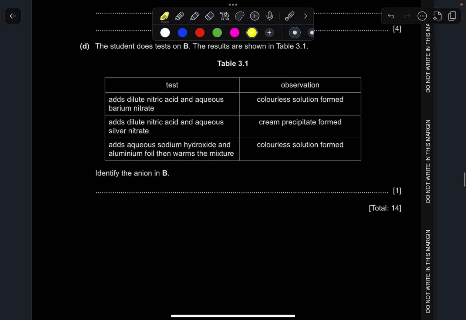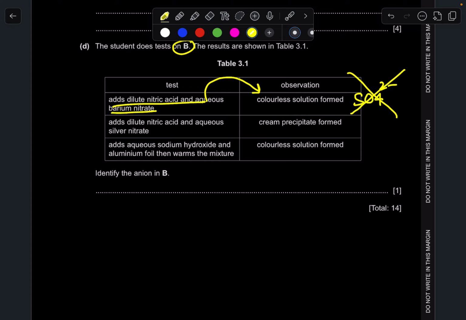Okay. The student does a test on B. The results are shown. Identify the anion in B. Okay, adds dilute nitric acid and aqueous barium nitrate, colorless solution. That means there is no sulfate present. That's a test for sulfate. Add dilute nitric acid, then add silver nitrate, cream precipitate forms. That means there's a bromide. And add aqueous sodium hydroxide and aluminum foil and warm. Colorless solution formed. Nothing. There's gonna be a bromide ion over here.